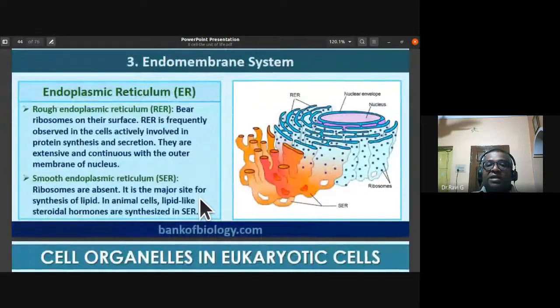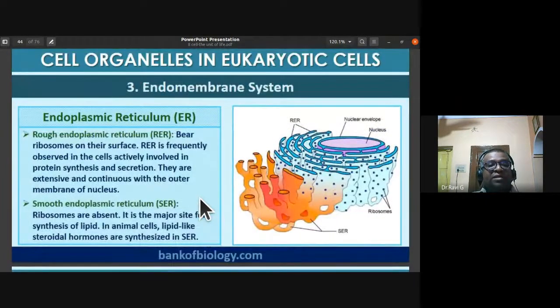So endoplasmic reticulum is of two types, smooth endoplasmic reticulum and rough endoplasmic reticulum. Now if you look into rough endoplasmic reticulum, they bear ribosomes on their surface, so you can see them to be granular in nature. Surrounding the nucleus, you have this rough endoplasmic reticulum. Rough endoplasmic reticulum is frequently observed in cells which are actively involved in protein synthesis and secretion.